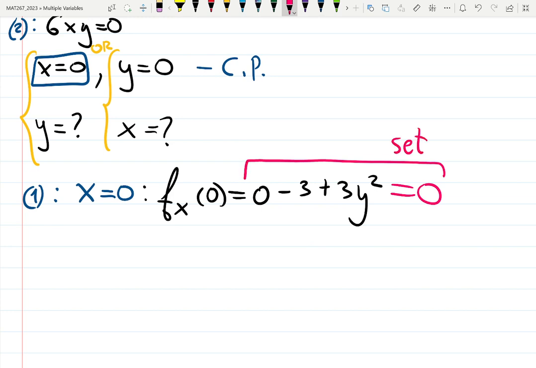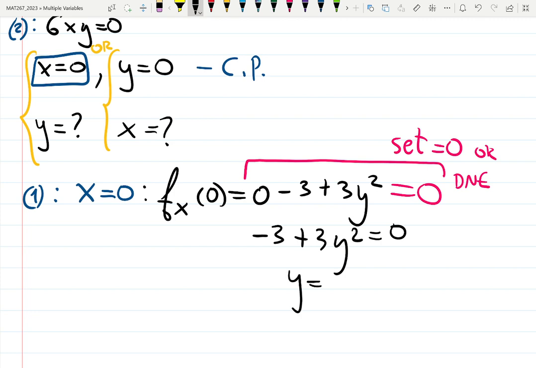So set it equal to 0, or D and E. But it's a polynomial, so it cannot be D and E. Minus 3 plus 3y squared equals 0. Solve for y. Y is plus or minus 1. I always say in calculus 1, if you miss the minus 1, some panda is crying somewhere. Don't make the panda cry. So make sure you have 2 solutions: plus and minus 1. That means now we have 2 points.